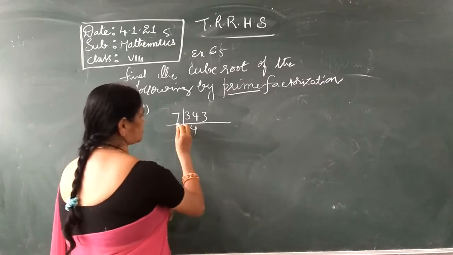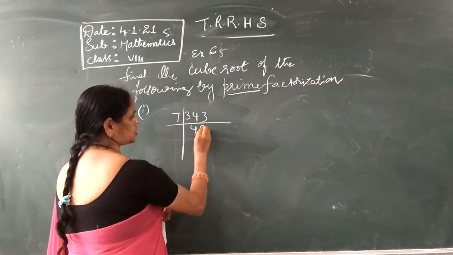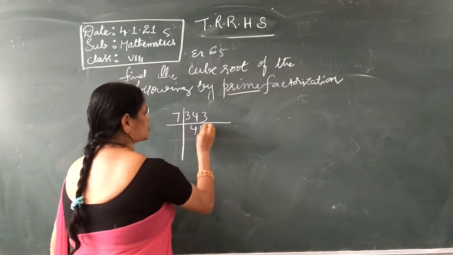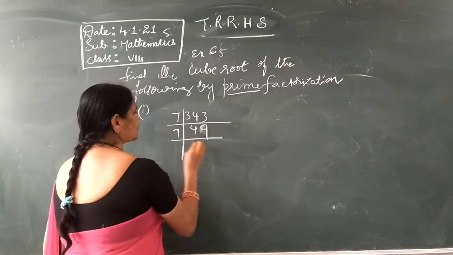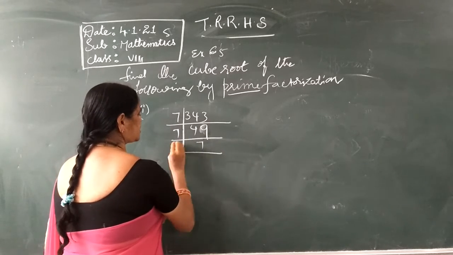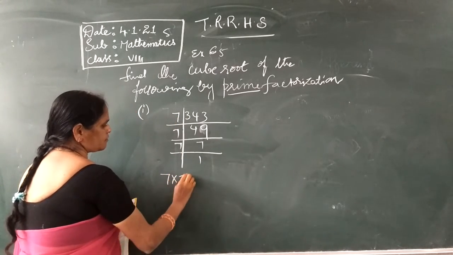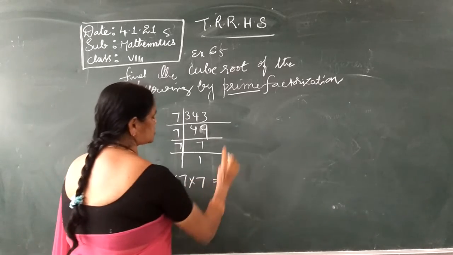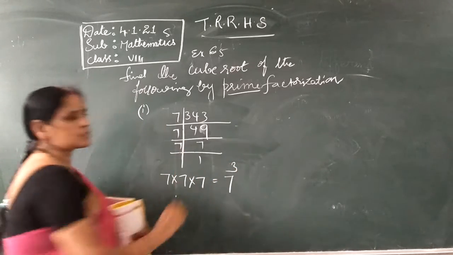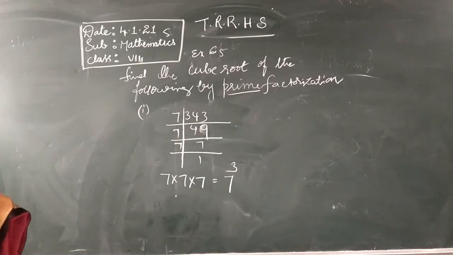7 nines are 63, and 7 sevens are 49. 7 ones are 7. Now here, 7 into 7 into 7. So what does the cube root mean? 7 cube, and 7 cube is 343.